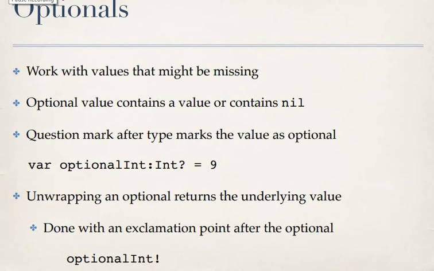So optional in Swift is basically a constant or variable that can hold a value or no value. The value can or cannot be nil. So it is denoted by appending a question mark symbol after the declaration. Look at the example. var optionalInt colon Int question mark. So var variable colon data type question mark.